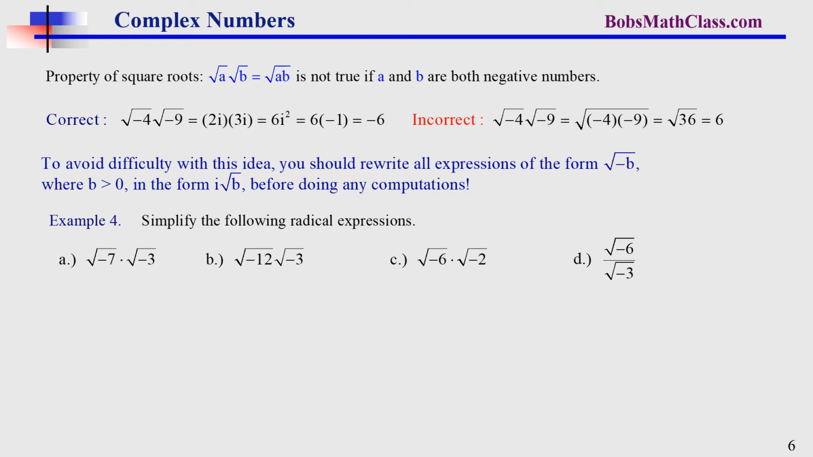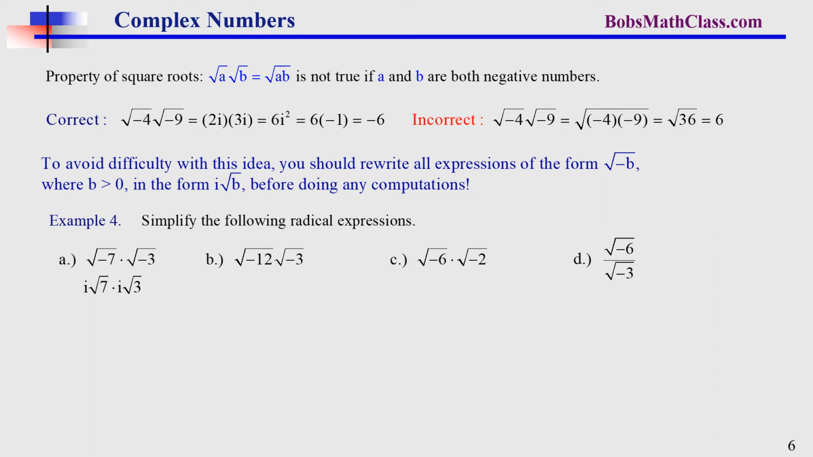All right, here we go. So let's look at the first one. Square root of negative 7 times the square root of negative 3. So for each of them, we're going to put an i in front. i square root 7 times i square root 3.